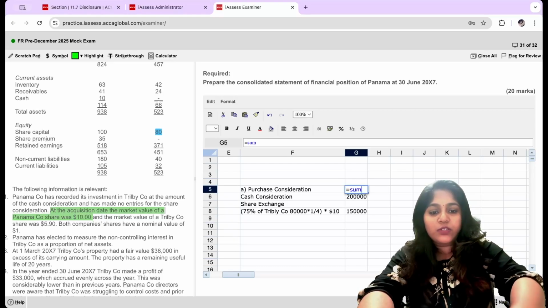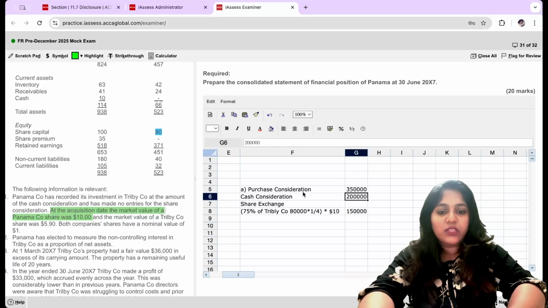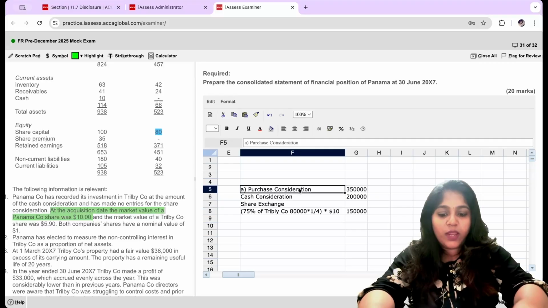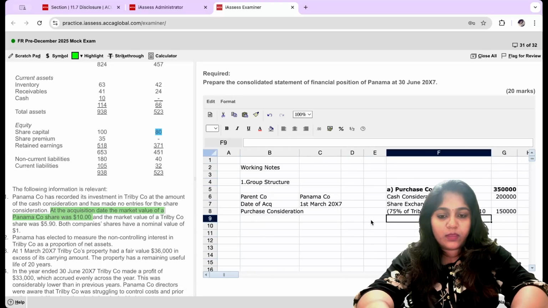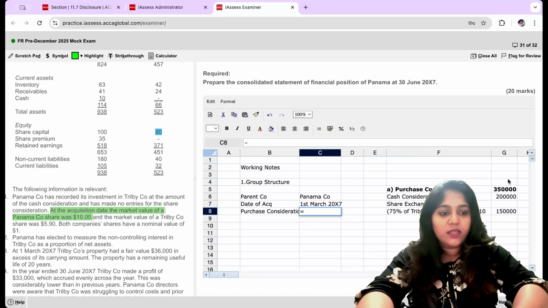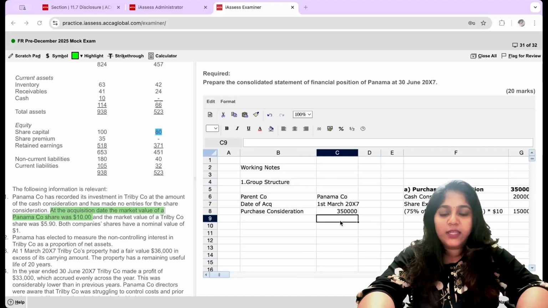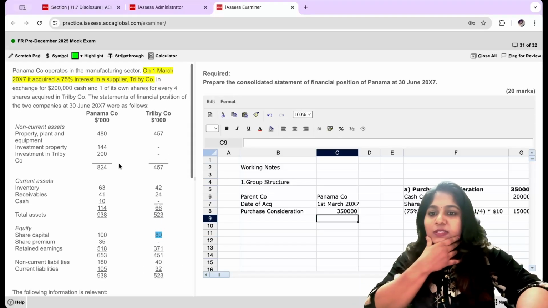What is my total purchase consideration? The total purchase consideration would be the sum of these two, that is $350,000. So let me go ahead and bold this, and here I will write $350,000. So I got the first piece of information done. Next, what is the next thing that we have to read out, one by one?